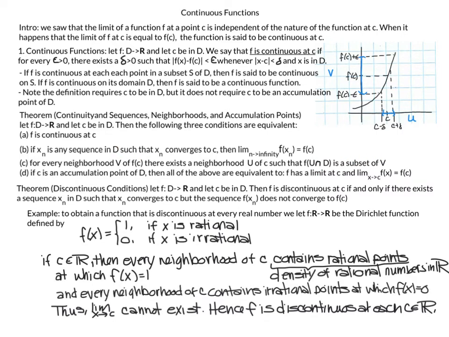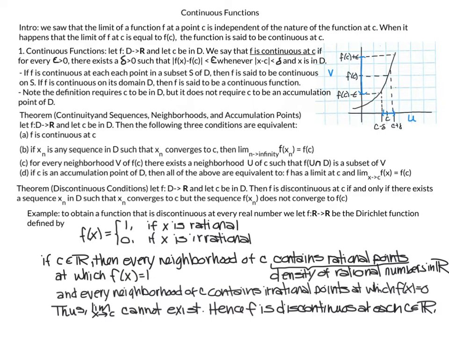So let's just consider an arbitrary point, we'll call it c. Then every neighborhood of c contains rational points. And remember, that comes from the density of rational numbers, which we talked about with the completeness axiom. The density of rational numbers said that between any two real numbers, there's always a rational number. So anyway, our neighborhood, which is an interval around C, will contain rational points, at which in that neighborhood, you're going to have points where f of x is equal to 1.